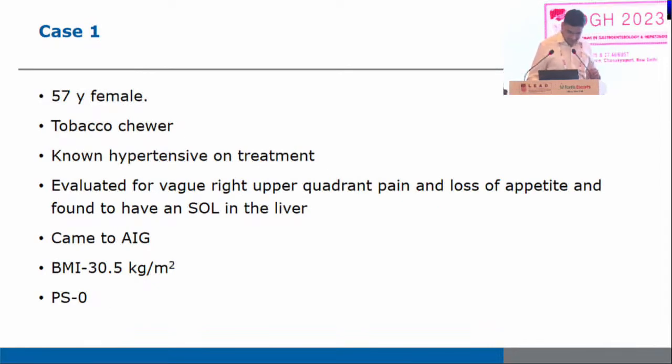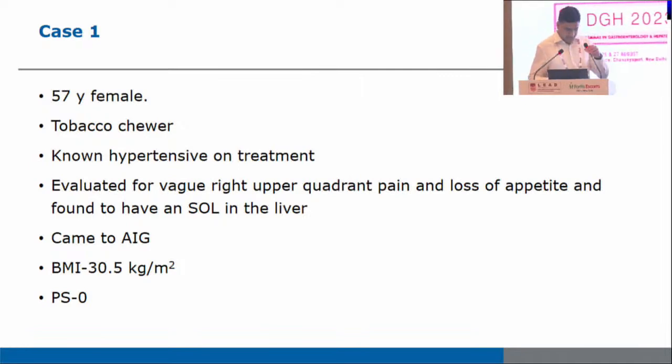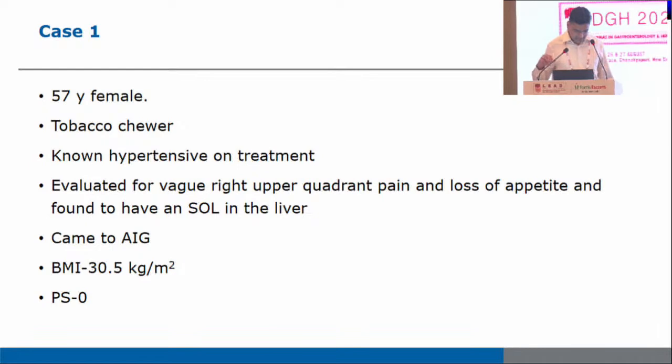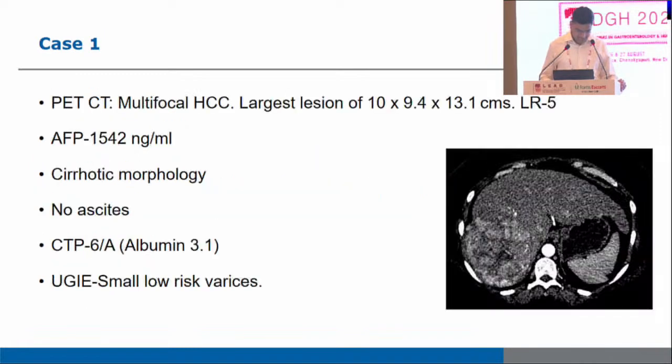I bring greetings from AIG, and this is a case discussion, only a single case: a 57-year-old female, tobacco chewer, known hypertensive on treatment, evaluated for vague right upper quadrant pain and loss of appetite, and found to have an SOL in the liver. She came to us, BMI was 30.5, good performance status. We evaluated her because imaging outside said there is a large SOL in the liver. We got a PET CT. The largest tumor lesion was 10 by 9.4 by 13.5. The radiologist said it is LR5 and AFP was 1542. Cirrhotic morphology, small low-risk varices, otherwise Child A.